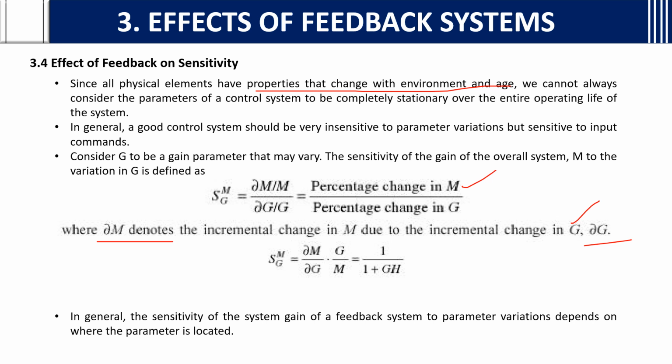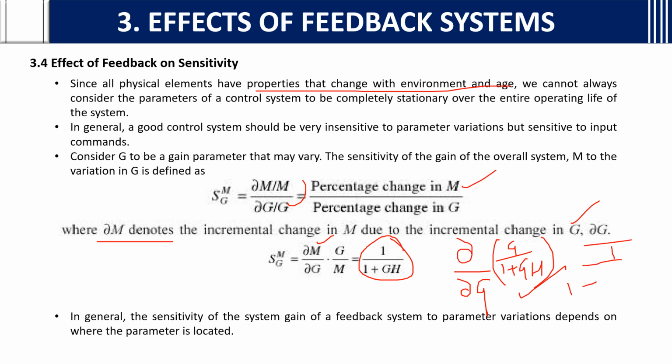So ∂M/∂G, you can write in the form of ∂M/∂G times G/M, which equals 1/(1+GH). This is the sensitivity formula. How? I'll tell you. See, if you differentiate with respect to G, M is what? You know that M is G/(1+GH). If you differentiate this, you get 1/(1+GH)².